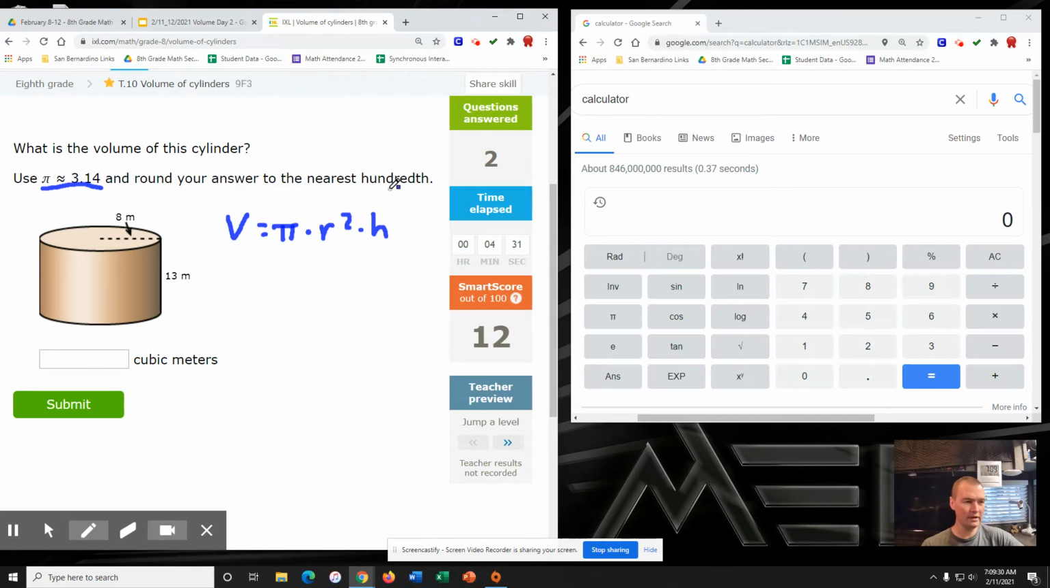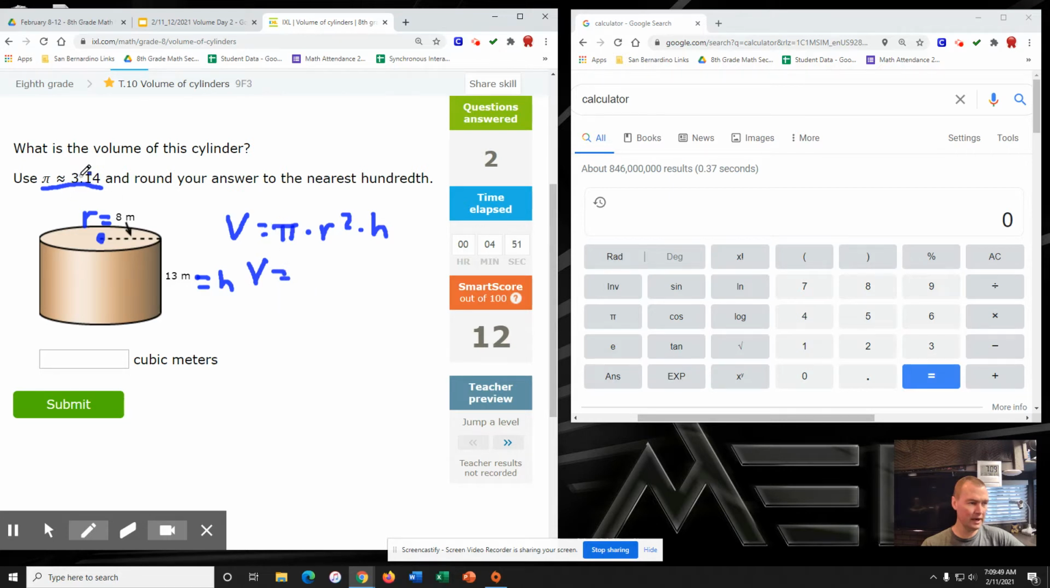Ooh, but where's my radius and my height? Oh, here it is. They give it to us in the image this time. So we're going to grab it from here. Radius is the distance halfway from the center of a circle to the outer edge, and the height is how tall something is. So 13 equals height. Okay, now just take what we know and plug it in.